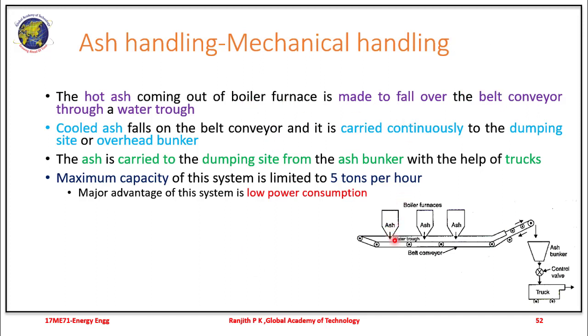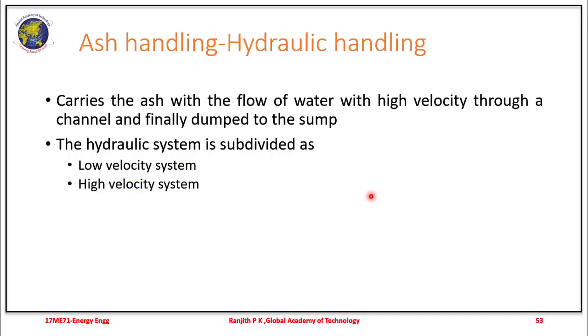In case of a mechanical handling, the hot ash which is coming out of the boiler is made to fall over a belt conveyor through the water trough. So the water cools the ash, and this cooled ash is made to fall on a trough. This continuously carries the ash and is then dumped into the ash bunker, and this capacity is limited to about 5 tons per hour.